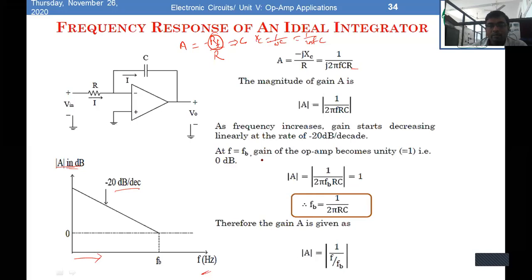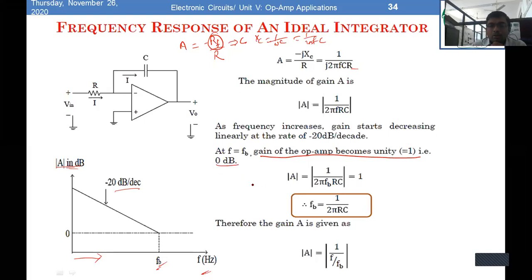It would decay till the frequency FB. FB is the limiting frequency, or break frequency, because at that frequency the gain of the amplifier decreases to 1. So it is the unity gain frequency. FB is the unity gain frequency. The gain of the op amp at this frequency would be 1, that is 0 dB.